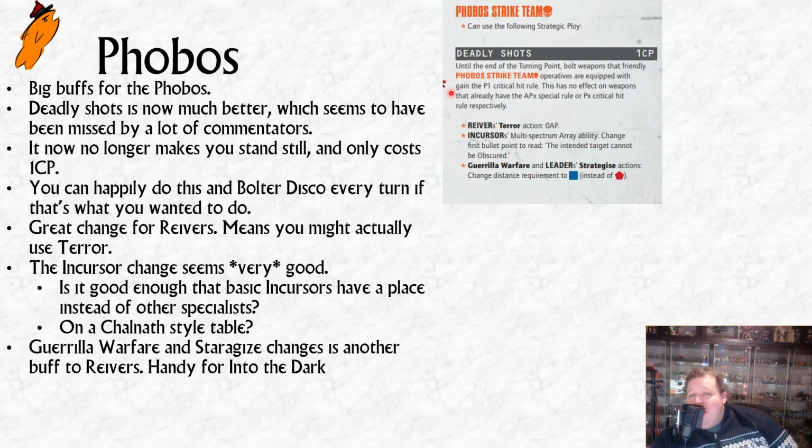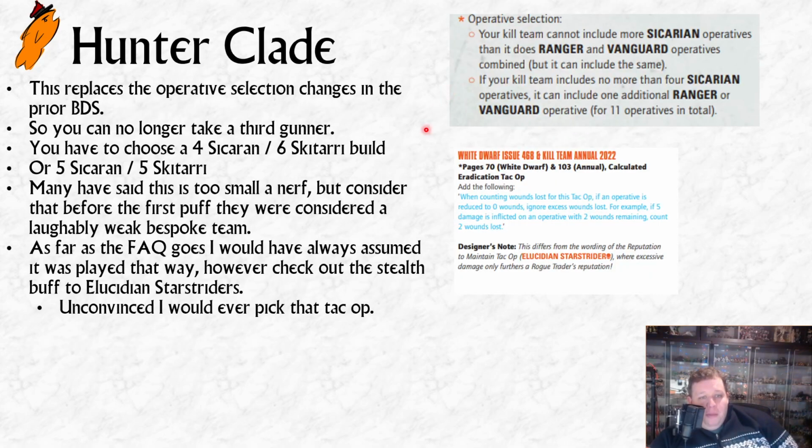The Reaver's Terror action is an auto AP now, which is great. Having played a little bit with Phobos, the Reavers were really good, but you never got around to using their terror action because they had a lot of other stuff to do. So now it's free, so now it will get used. So now you've got an extra bit of flavorful stuff that you may actually get around to using.